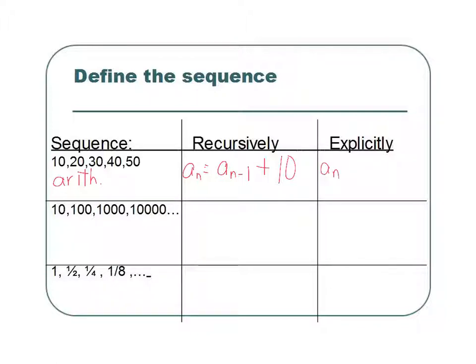The explicit rule for this sequence, you always have to start with your first term. Well, in this sequence, my first term is 10. And then it's arithmetic, so I'm going to add the common difference. When you look at it, it looks like I'm adding 10 every time. And how many times would I add it? Well, n minus 1 times. And there's your explicit rule for this sequence. Okay, so go ahead and pause the video, and you finish out the other boxes there, and then we'll move on to the next thing.